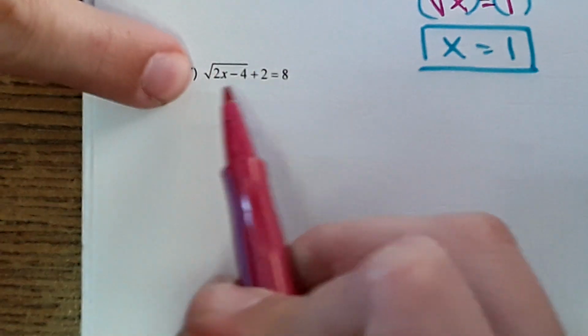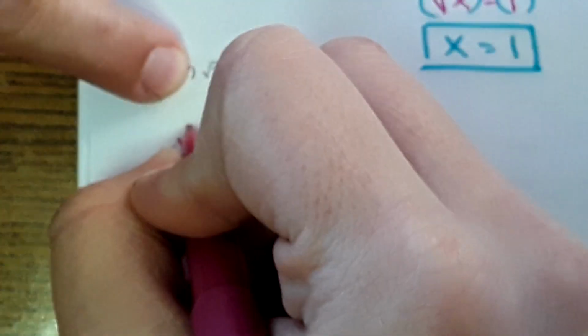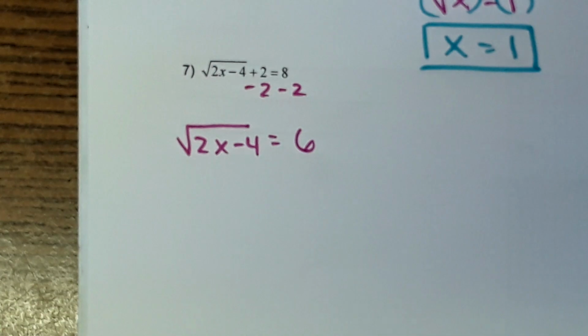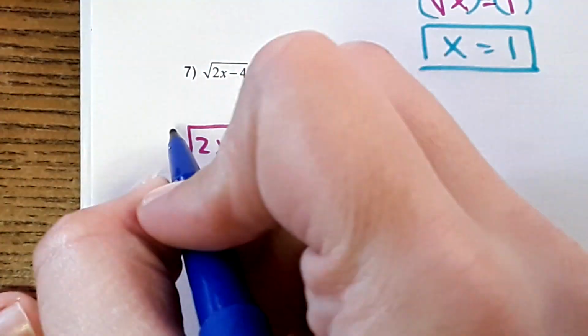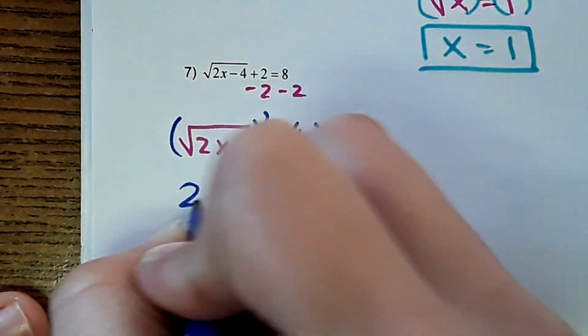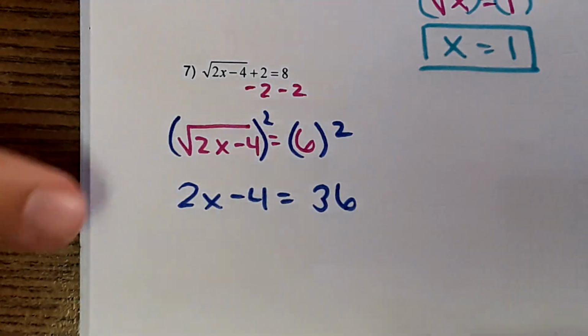So from here we need to get the radical by itself first, so we're going to subtract 2 from both sides. And then to get rid of the radical, we square both sides. And then solve for x.